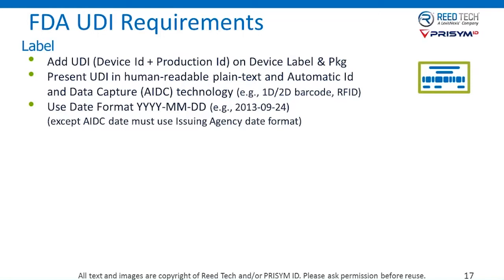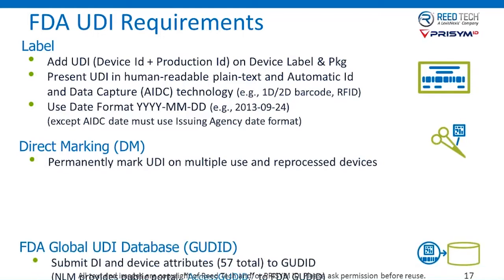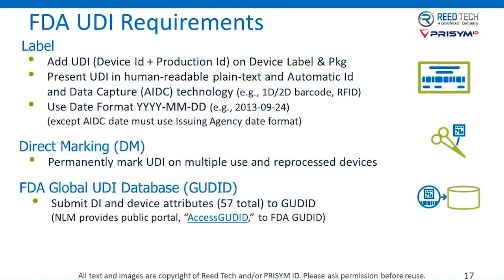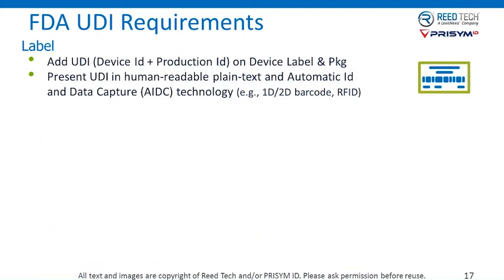If you had been working with FDA, there's a lot of similarities. You know that UDI had to be placed on the label in a human readable and an automatic format. For those devices that were multiple use and reprocessed, there were some direct marking requirements. There's requirements to report the data to the FDA GUDID database, and there was ongoing reporting for annual reports and recalls and so on.